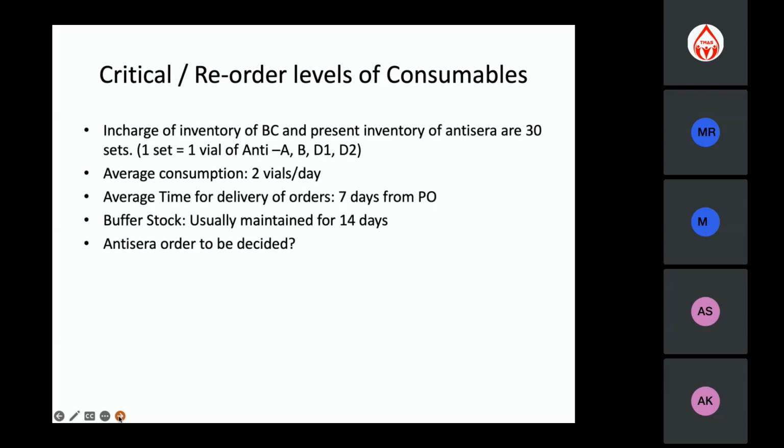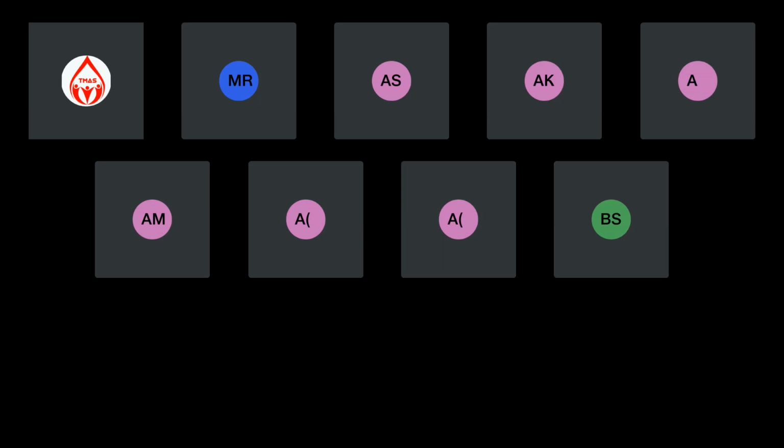The next question is on critical or reorder levels of consumables for your blood center. You are in charge of inventory management of your blood center, and the present inventory of antisera is 30 vials, like 30 sets of vials. One set is 1 vial each of anti-A, anti-B, anti-D1 and D2. Your average consumption per day is 2 vials, and the average time for delivery of your purchase order is 7 days. That is, once the purchase order is released, 7 days later you get your next lot of reagents. The buffer stock, as per your department SOP, is 14 days of inventory. You are asked to decide whether you need to order antisera based on your present inventory.